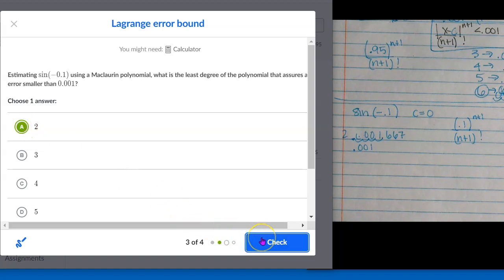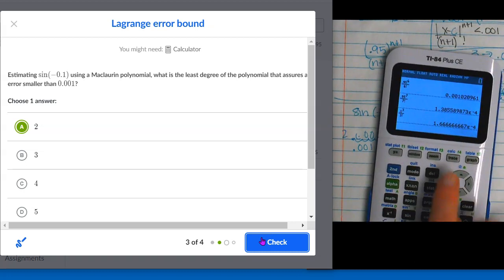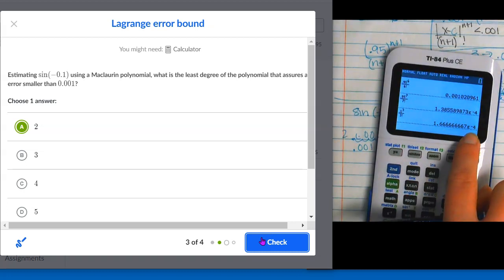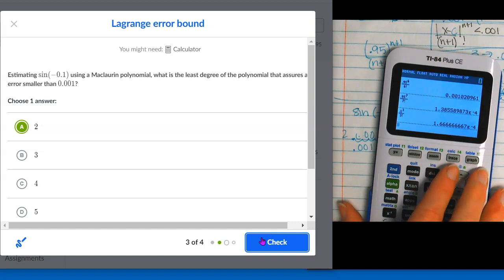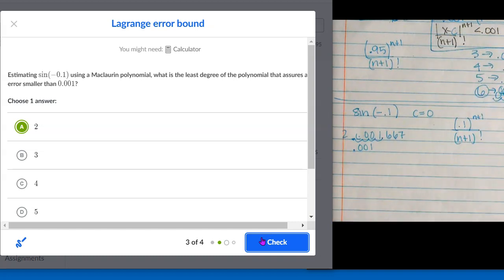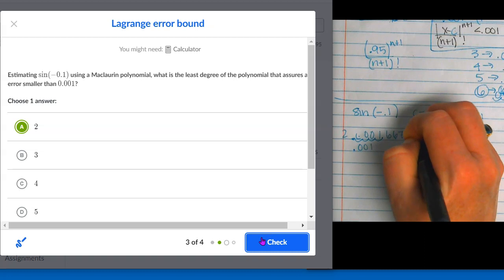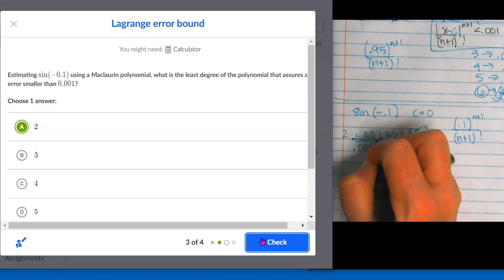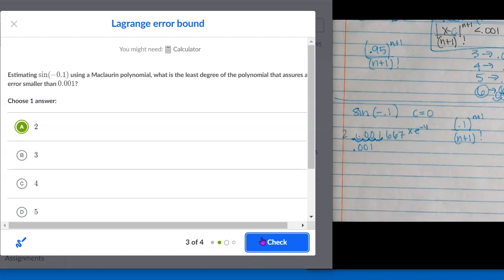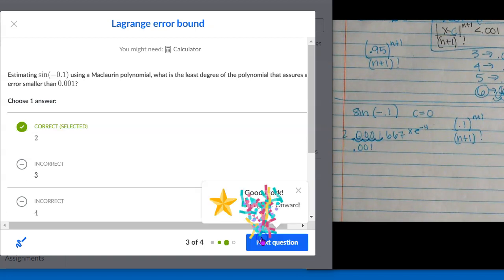Wait, I'm confused. Why did you move the decimal? My calculator says 1.6 times e to the negative 4. Oh, sorry. So this was times e to the negative 4, so I moved it 4 spots, which gave me 3 zeros, which is smaller than this one. Okay, sweet. So go back and play with those some more.